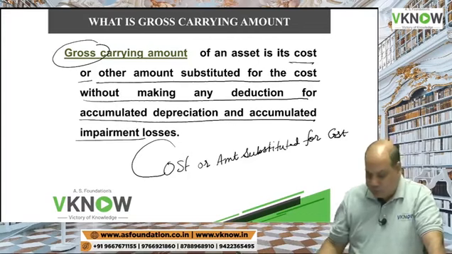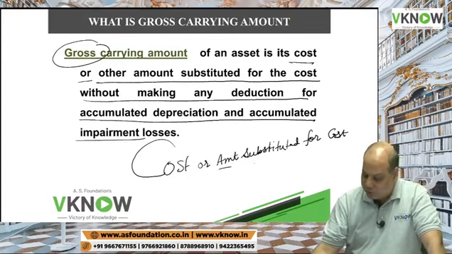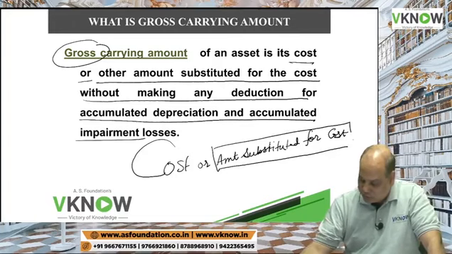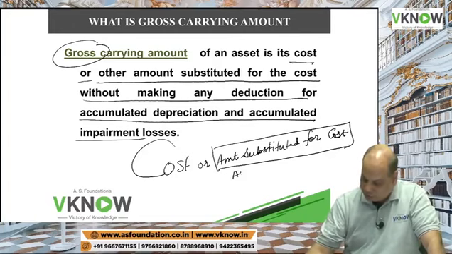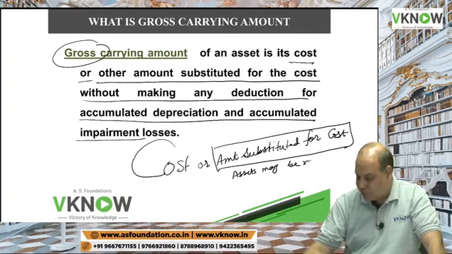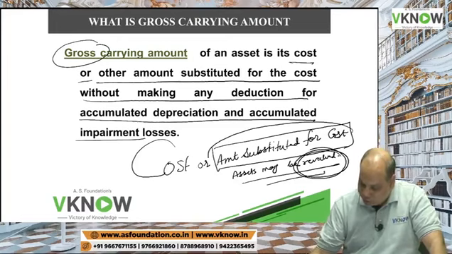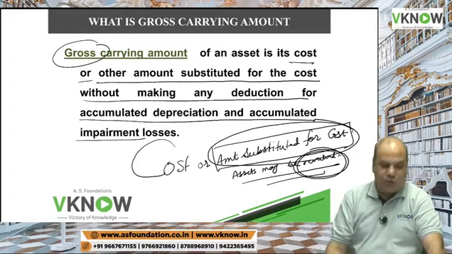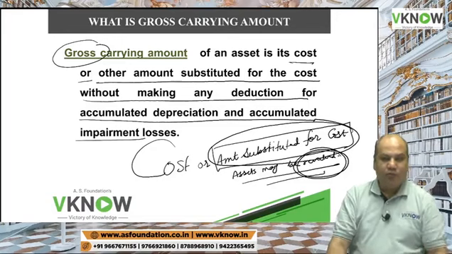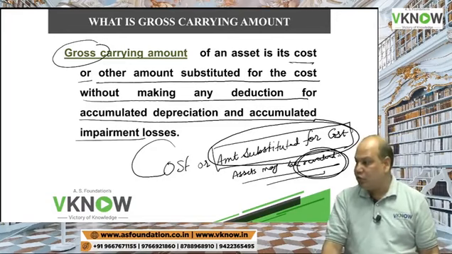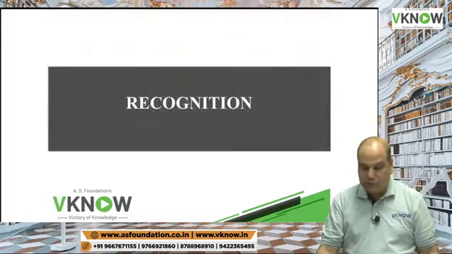That is the difference. Amount substituted for cost means sometimes asset may be revalued. So that revalued amount is called amount substituted for cost.